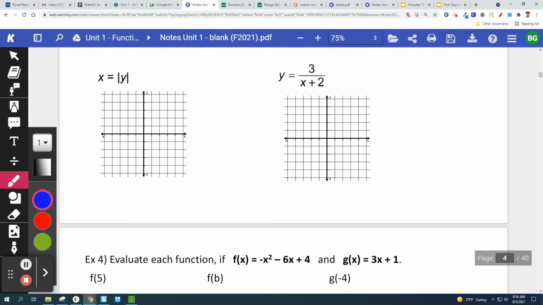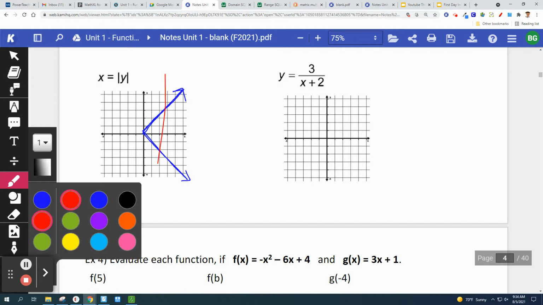Now, these two are the ones you probably don't know what they look like. x equals absolute value. You might know an absolute value is a V shape, but this one's actually sideways. So this one's kind of weird. You've probably never graphed this before. It's not a big deal that you didn't know what that looked like. But think about your vertical line test. Is that going to be a function? That's not a function.